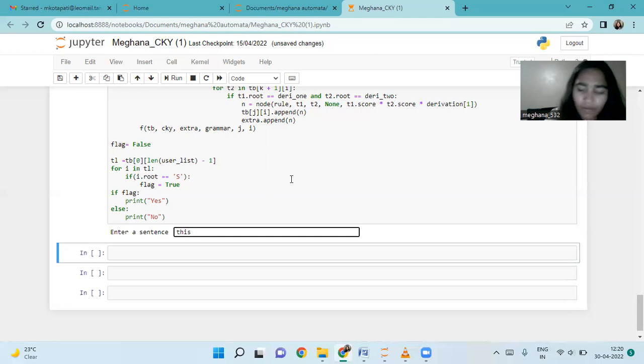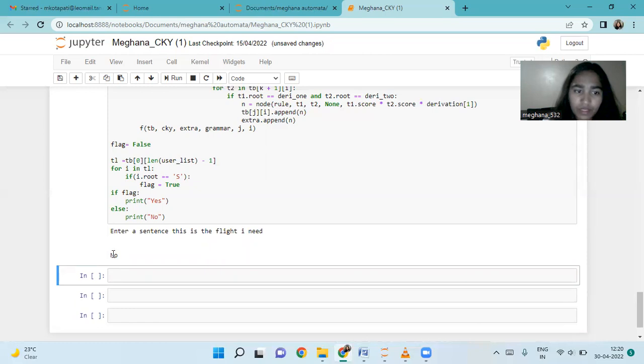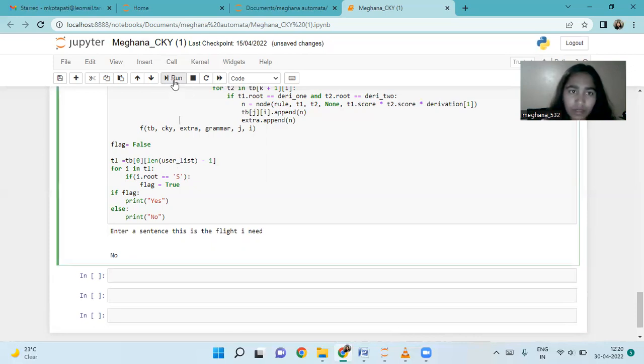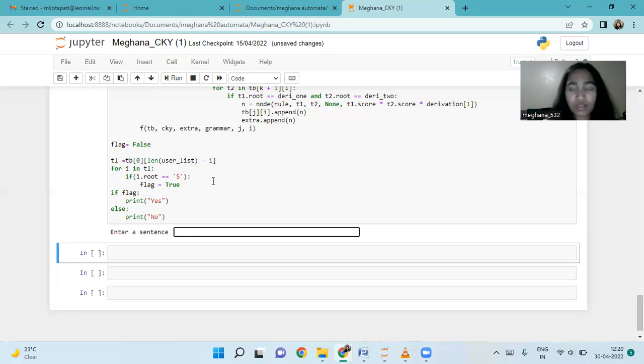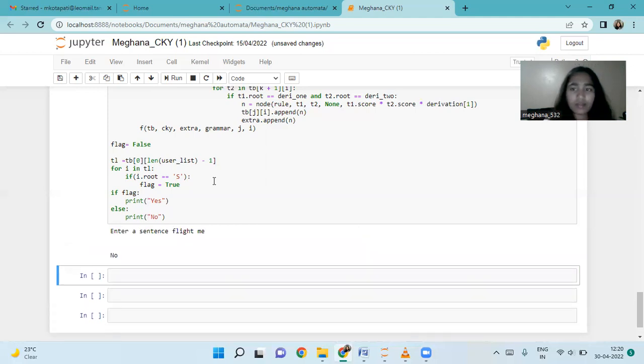Let's try this sentence. This is the flight I need. Enter. No, we are still getting the output as no, because as we have seen before, the CKY table doesn't contain the S symbol in the final cell, so the sentence is not accepted. And coming to the final sentence, flight me. This is also an invalid sentence, the final invalid sentence.